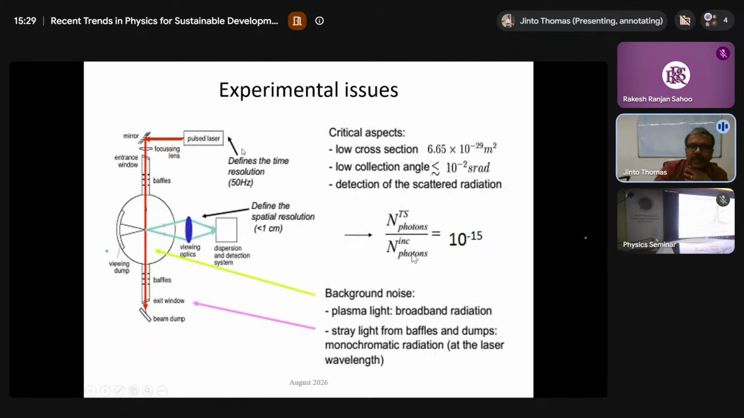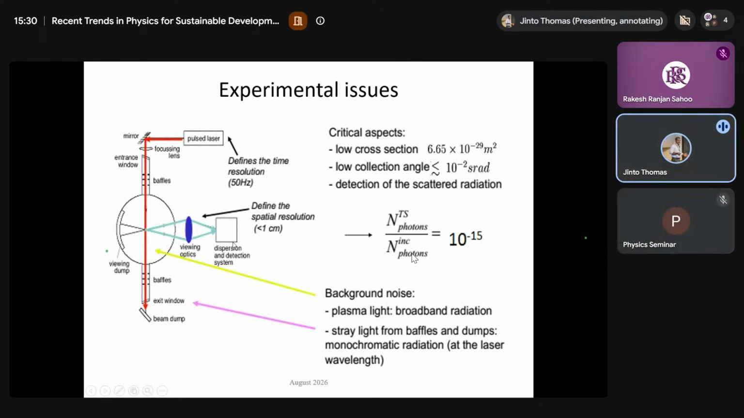Now, this is a typical experimental setup. You need a pulsed laser. Why a pulsed laser? Because all the photons go together so that you will be able to detect them, and you get rid of the plasma background light. The laser passes through the plasma, and you collect and disperse the scattered light. But the problem is that if you have 10 raised to 15 photons, you will get only one photon scattered out, and that too into the entire solid angle, while the plasma is emitting all sorts of background light and the laser light also appears as stray light.